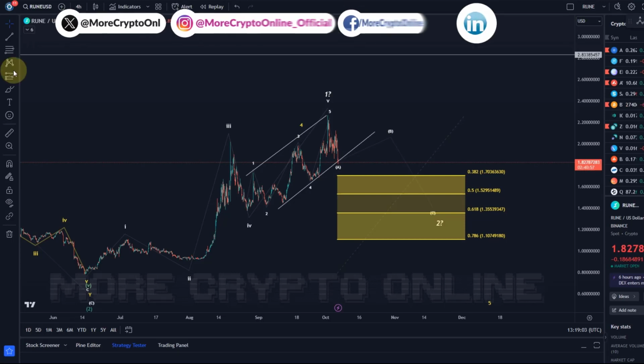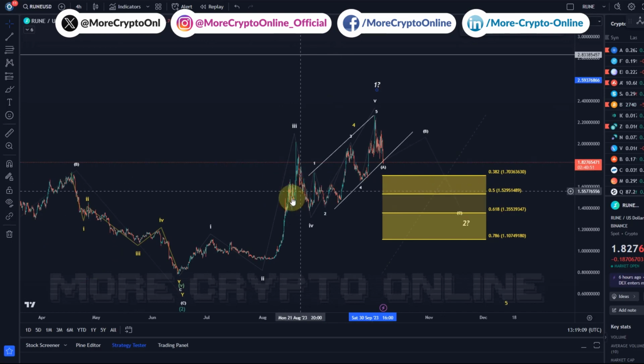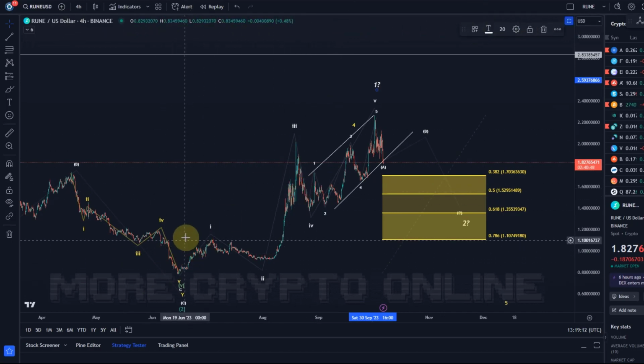So the Rune chart probably topped there in this fifth wave of wave 1. We've been talking about that for a little while. We have, I would say, a pretty healthy 5 waves to the upside. The last move up here seems to have been an ending diagonal as assumed.